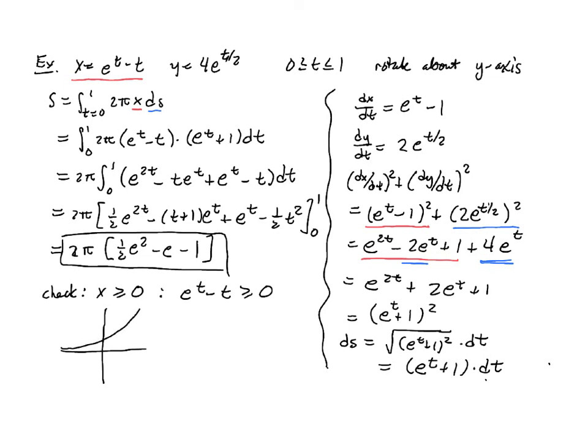So here's the curve y equals e to the t, and here's the curve y equals t. And since the e to the t curve is always above the t curve, their difference is always positive. And so we're okay with that. Right. So that's an example of the surface area computations, and this is the end of the video for section 10.2.